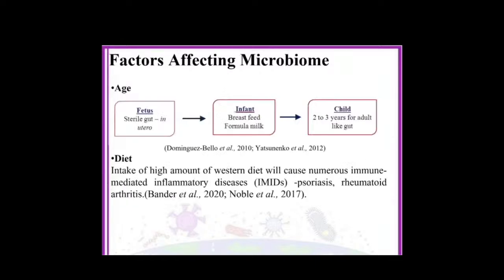Age. Colonization of the gut takes place before the birth of the infant and later gets developed based on the birth process, normal delivery or C-section, then modified through diet, breastfeeding or formula milk. Around the age of 2 to 3 years, the stabilization of the gut composition depicts an adult gut, with 40 to 60%. Diet. Intake of a high amount of western diet will cause immune mediated inflammatory diseases, for example cirrhosis, rheumatoid arthritis, etc.